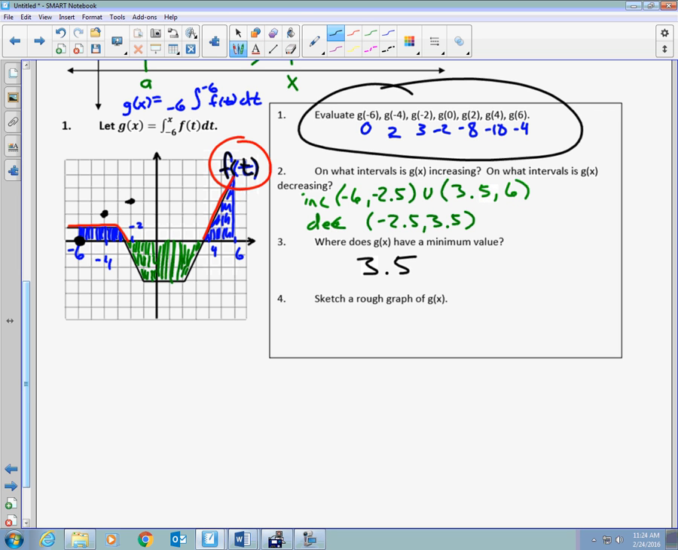At 0, I have a value of negative 2. At 2, I have a value of negative 8. At 4, I have a value of negative 10. At 6, I have a value of negative 4. So it's a rough graph, but that's what the antiderivative looks like. That's what the area function looks like when we actually draw it as a function.